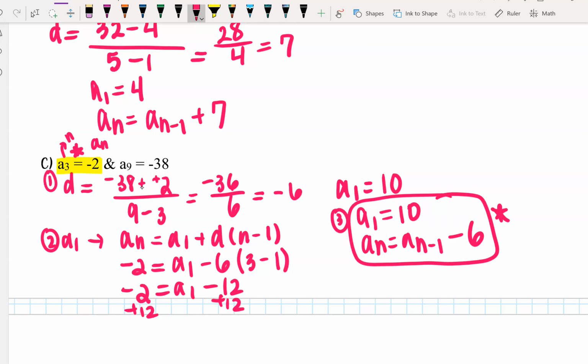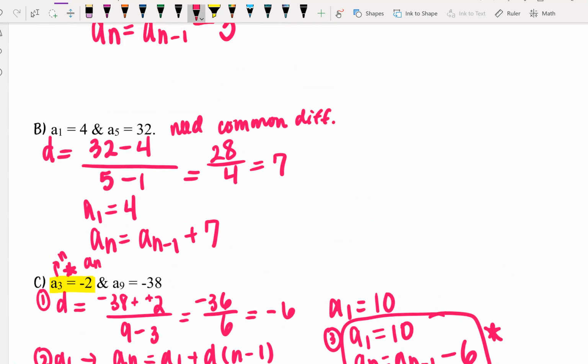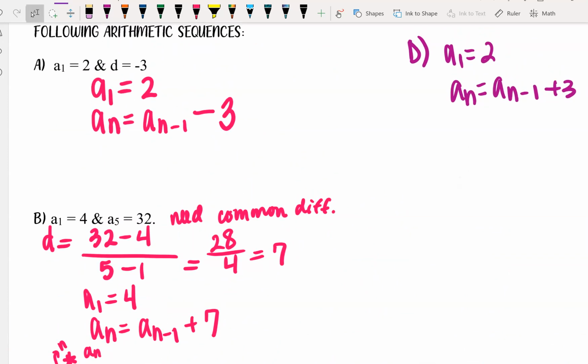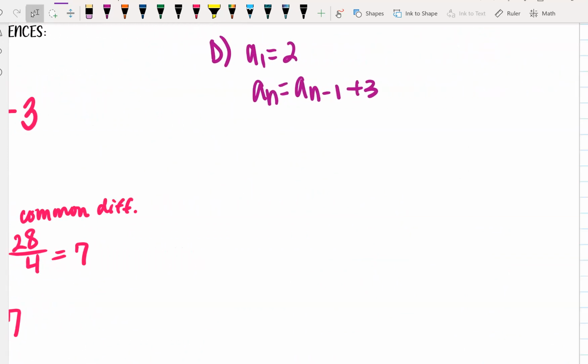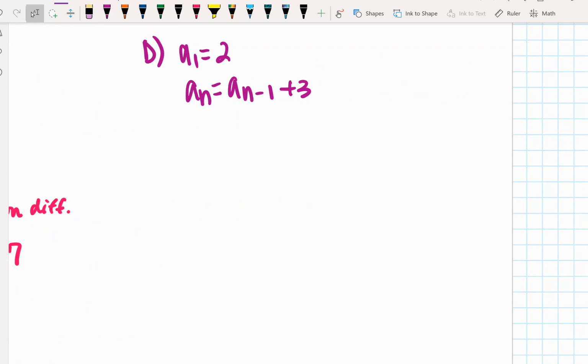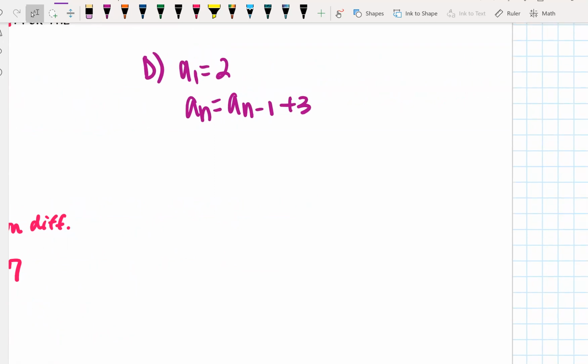We are going to do one more example, and I wrote it up above here in the space that we had. So for example D, I want you to write a sub 1 equals 2, and a sub n equals the previous term plus 3. And we're going to find the next, we'll say 5 terms, using our formula. This is the part that students struggle with a lot, so I wanted to make sure we talk about it.